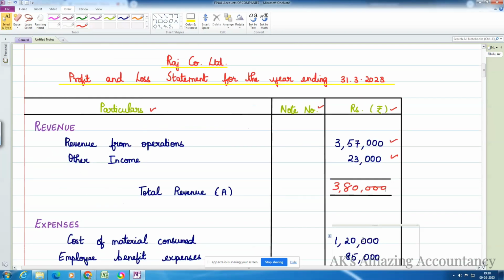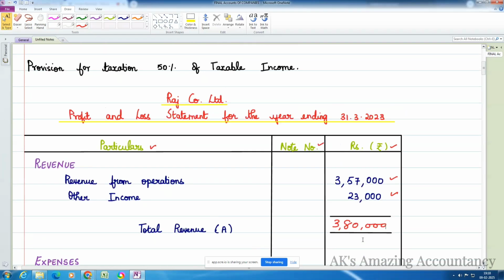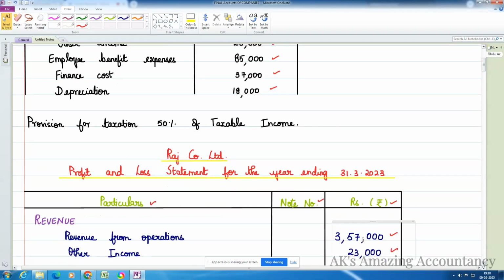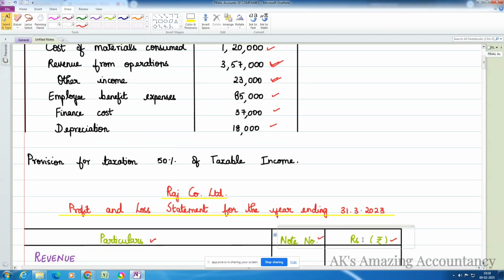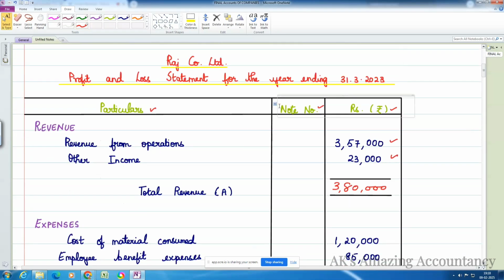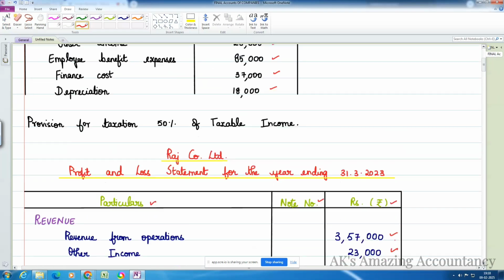Now let us get along with the items relating to expenses. So let us see what are the various items we have relating to expenses. Let us have a look at the problem now. As far as expenses are concerned, you have cost of material consumed, so that has to be entered. Cost of material consumed is given in the problem as 1,20,000. And again you can refer the problem.